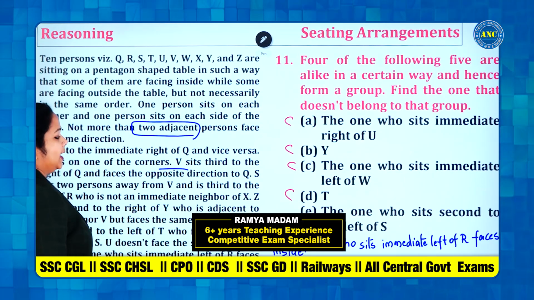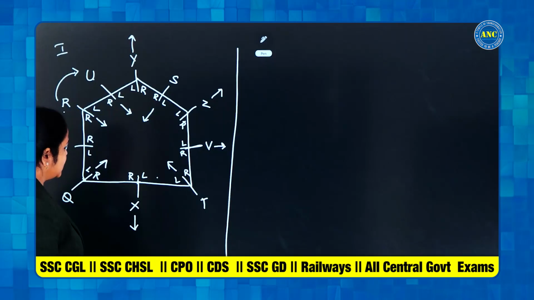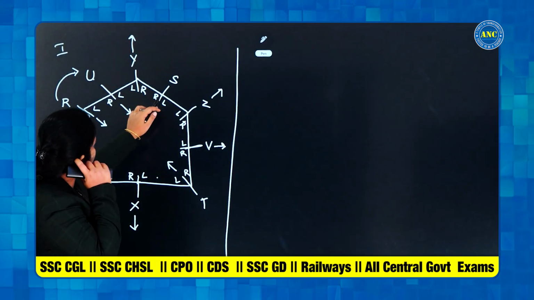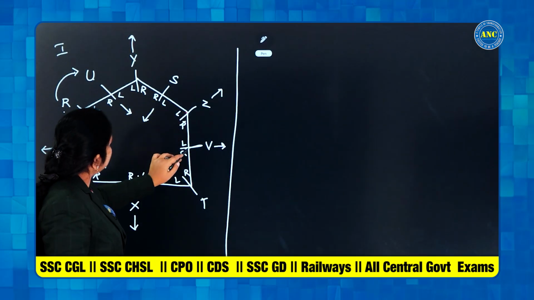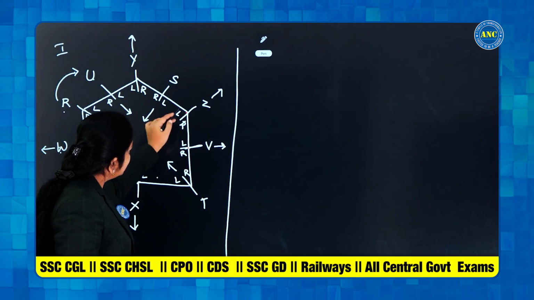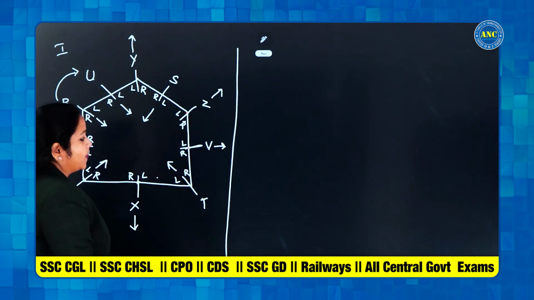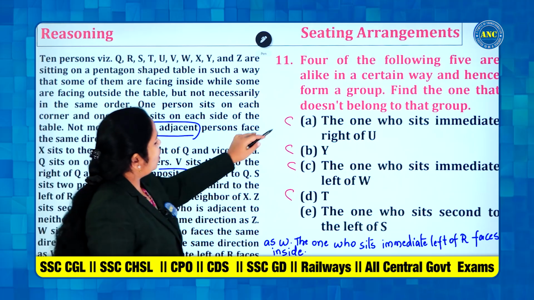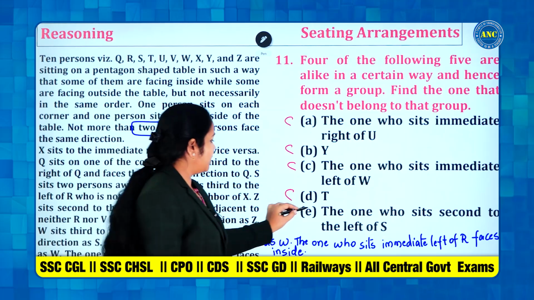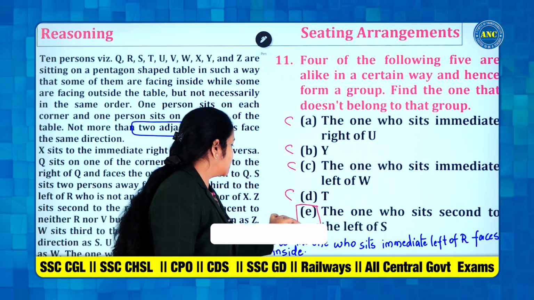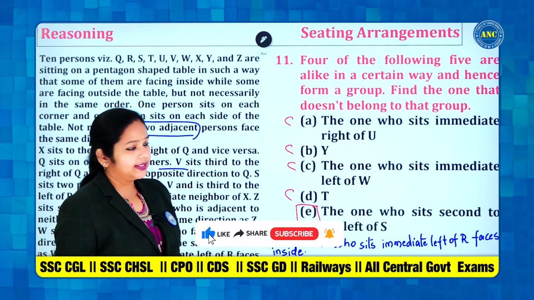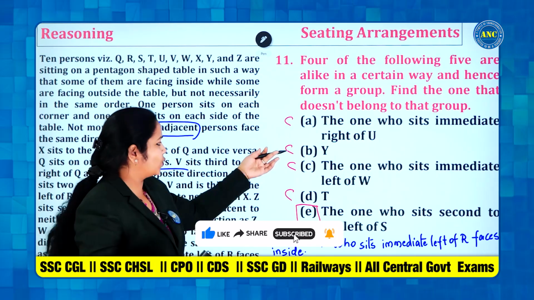The one who sits second to left of S. S is here. First, second. So V is to the sides of the table. Remaining all are to the corners of the table, but V is to the sides of the table. So this will be our answer. This is not the one which fits in this group.